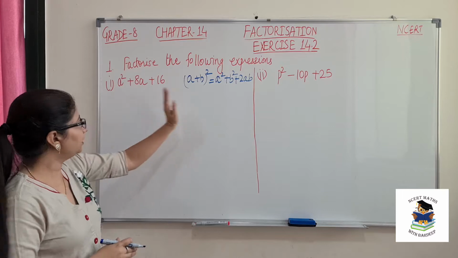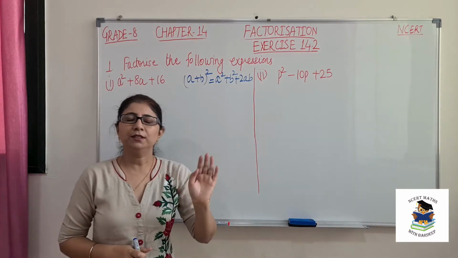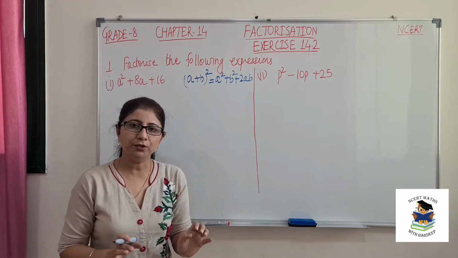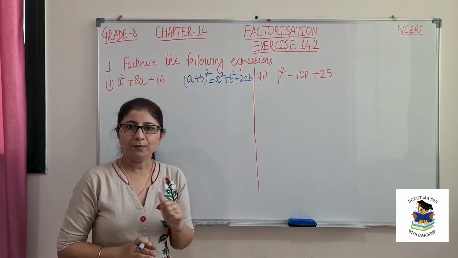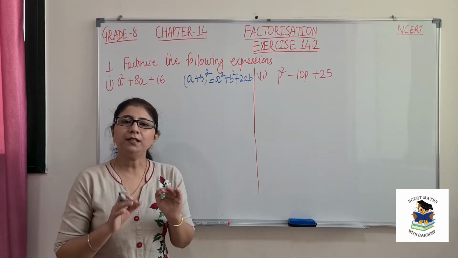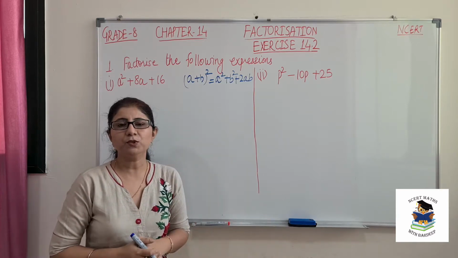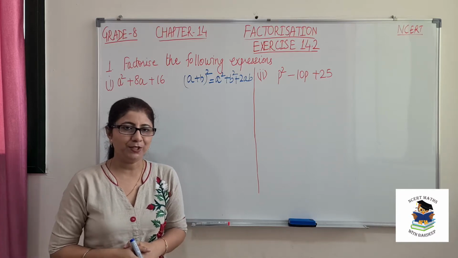If we have 3 terms, first of all we will check whether any 2 terms are perfect squares. If they are, we can use our identity either a plus b whole square or a minus b whole square, depending on the third term. If it is positive, we will use a plus b whole square. If it is negative, we will use a minus b whole square.